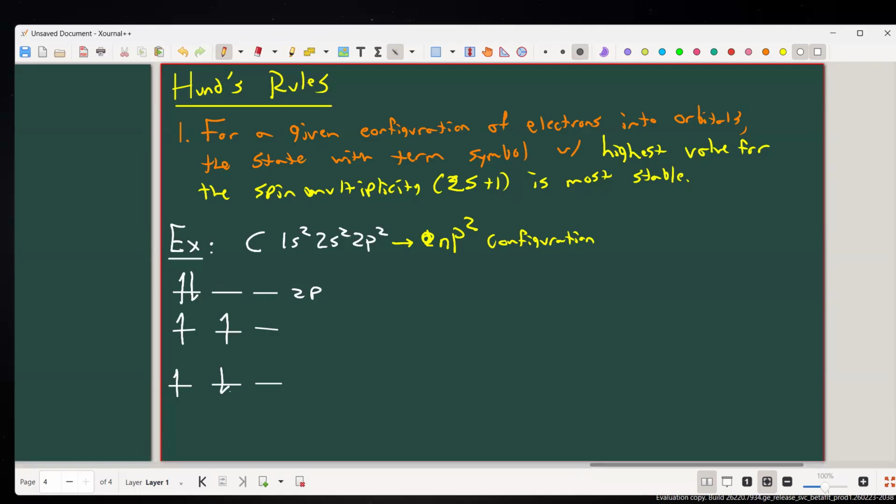Does anyone want to know which one is the correct one? Which one? Number 1, number 2, number 3. Number 2, correct. So by Hund's rule 1, we can already determine, without even thinking about GenChem, that number 2 is the most stable, because the first one is a singlet.